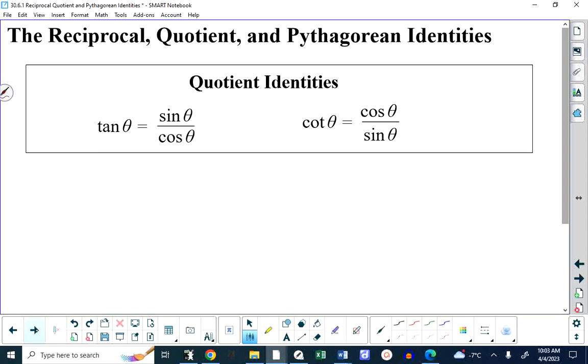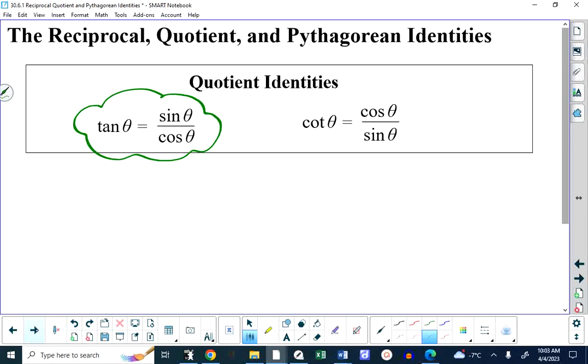We haven't really talked about these directly, but does anybody want to take a stab at why we know this to be true? Will? Y over R over X over R is the same as Y over X. Excellent.